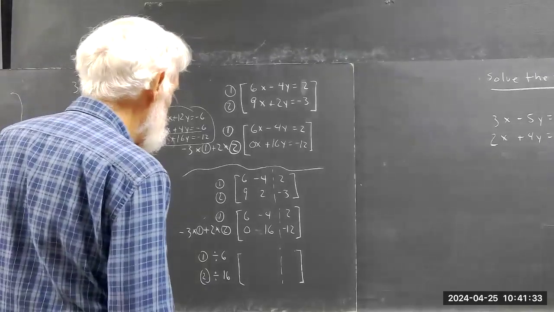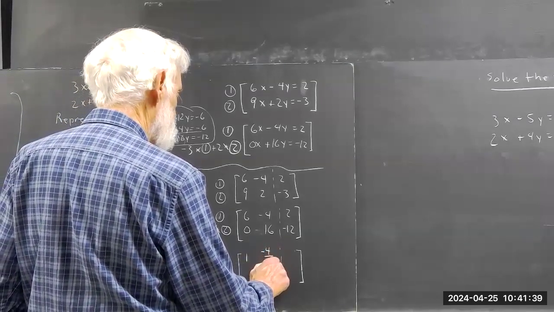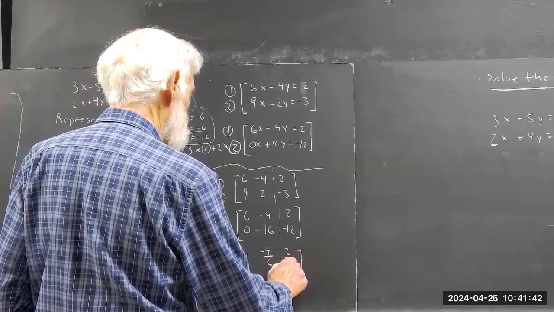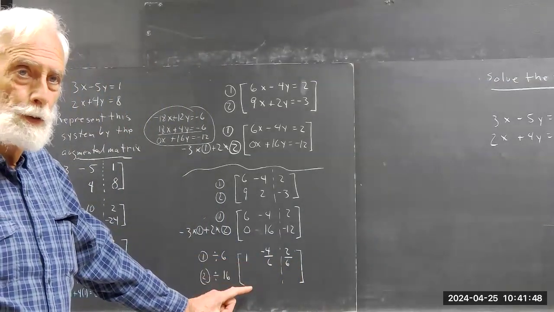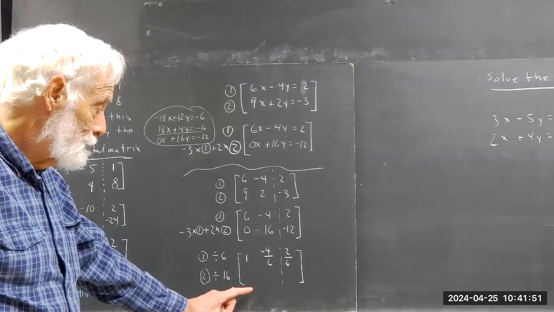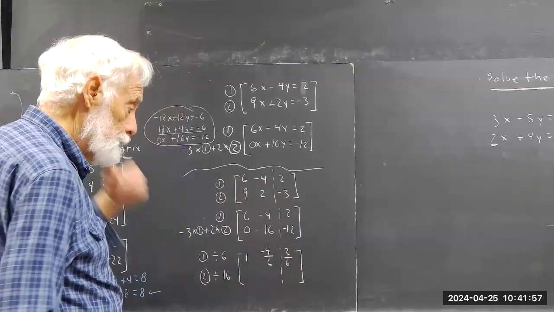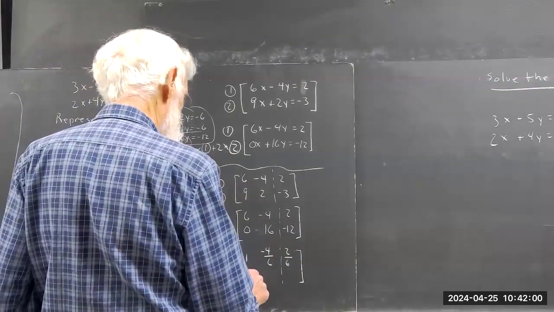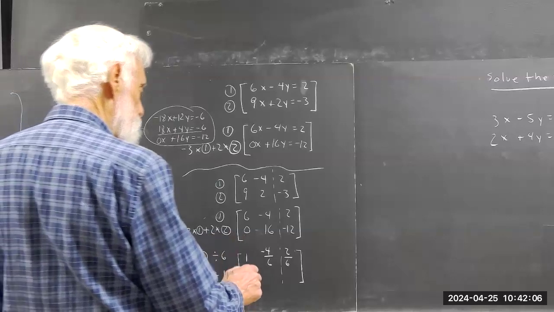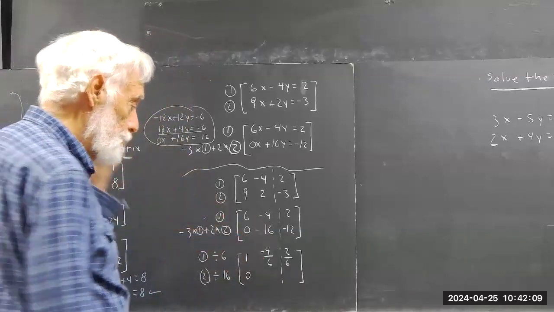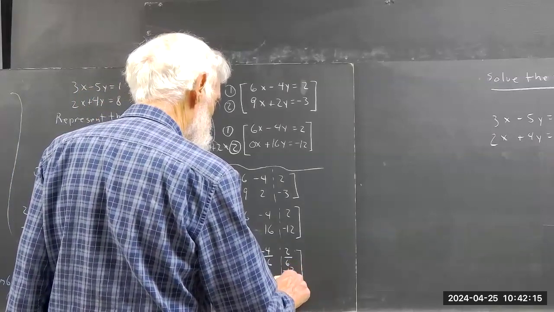If I divide row one by 6, I get 1, -4/6, and 2/6. And I don't need to touch a calculator to do that. Okay? Now, you might need a calculator to reduce the fractions. Hopefully not, but if you need to, so be it. Okay, so we get 0, and of course, 16 divided by 16 is 1, and -12 divided by 16 is -12/16.